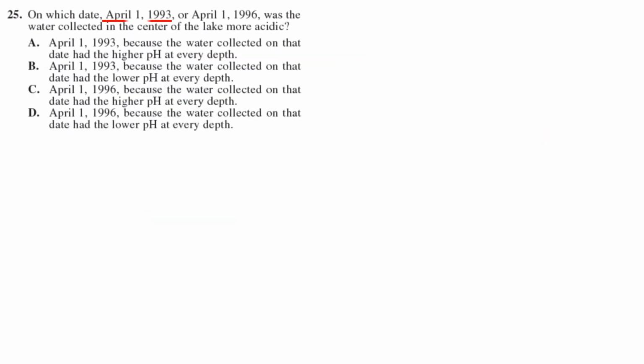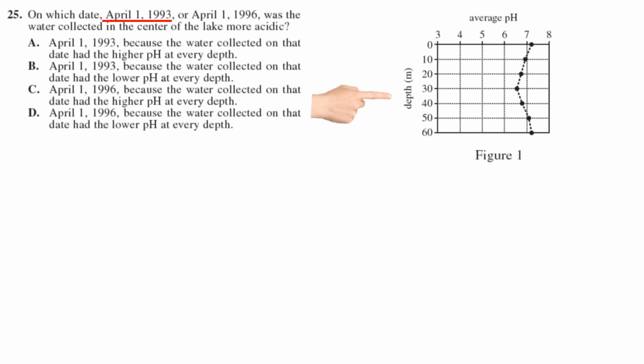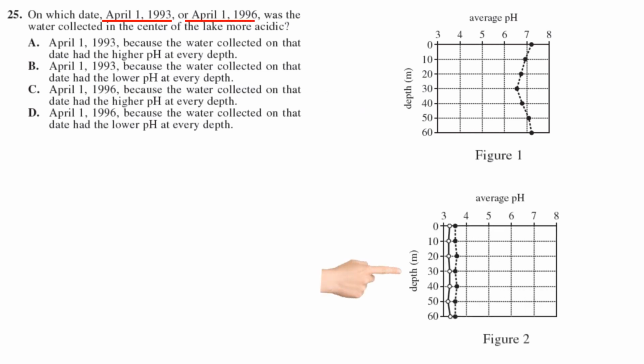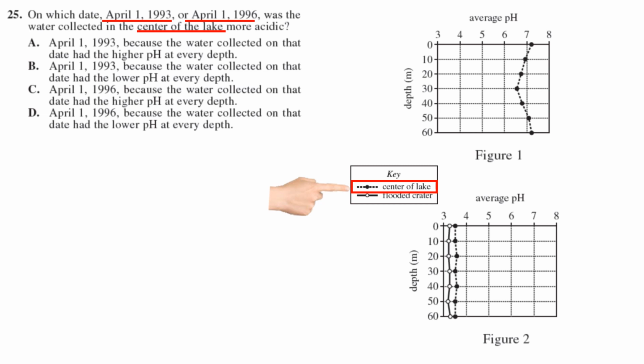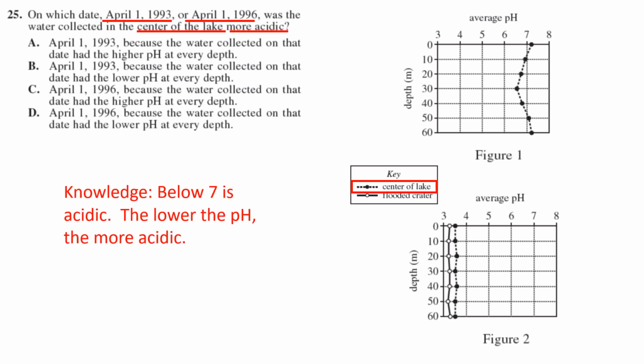Number 25, on which date, April 1993 or April 96, was the water collected at the center of the lake more acidic? So pH is where we determine acidity, right? So we're looking at the center of the lake, so that's the dotted line in figure 2. And a little bit of knowledge here, acidicness is below 7, right? The lower the pH, the more acidic. So it's going to be lower clearly in 1996. So we can eliminate A and B, and we can say in 1996, because it had a lower pH at every depth, so D.